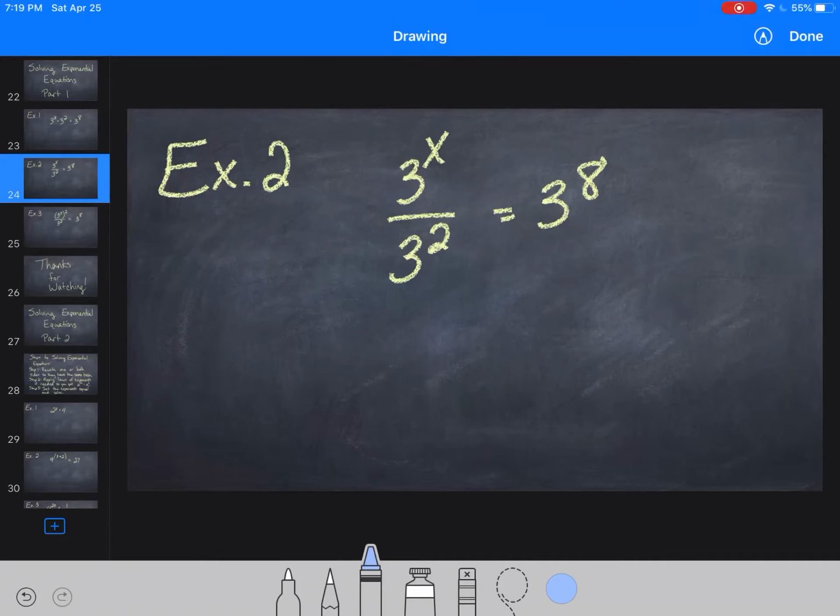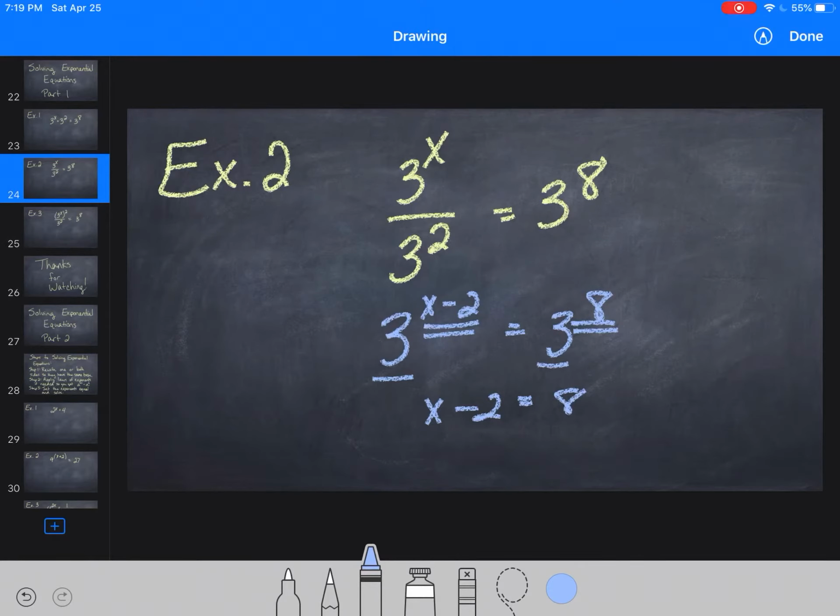Let's take a look at example 2. For example 2, we have 3 to the x divided by 3 to the second. According to the rules of division, as long as we have the same exact base, we can subtract our exponent. So we end up with 3 to the, and remember, it's the top exponent of x minus the bottom exponent of 2, and it's equal to 3 to the 8th.